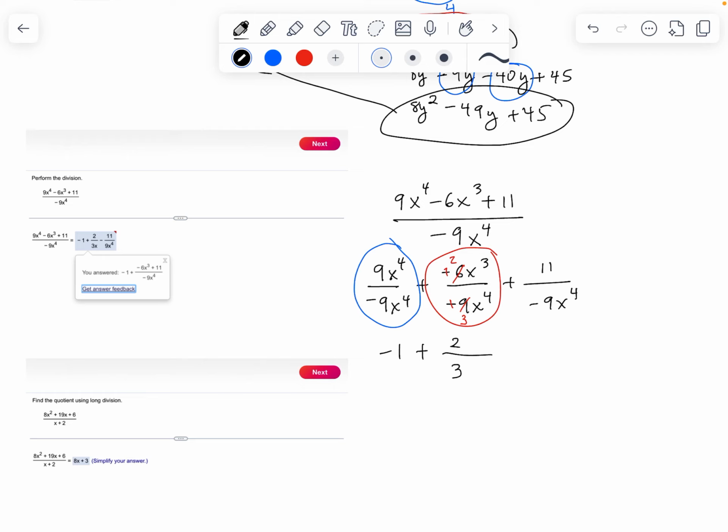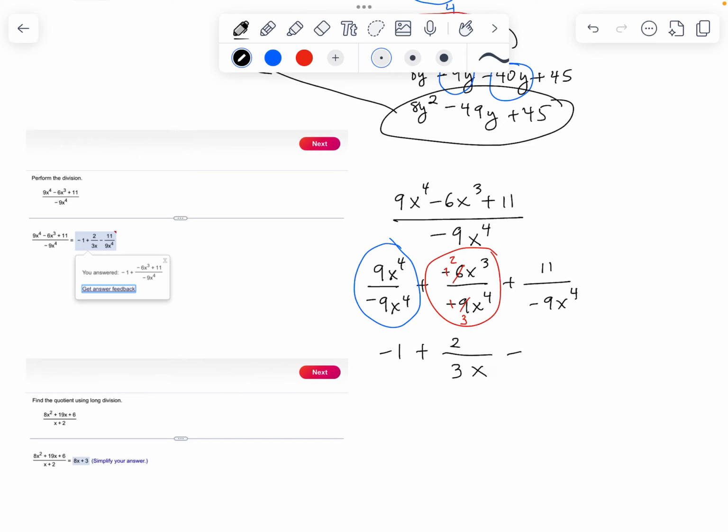And then we have x to the third on top and x to the fourth on bottom. So in other words, it's like you have 3 apples on top and 4 apples on bottom. If you cancel them out, you will be left with 1 apple on the bottom. If you cancel 3, you'll be left with 1 on the bottom. So that's why we're left with 1x on the bottom.